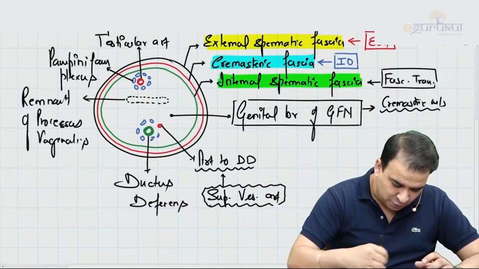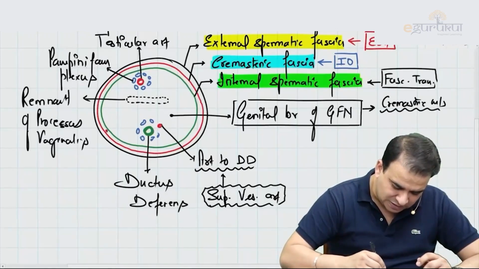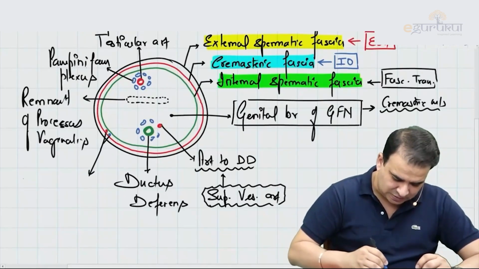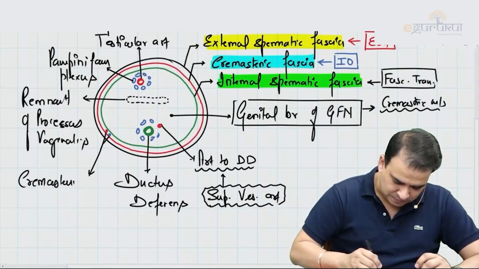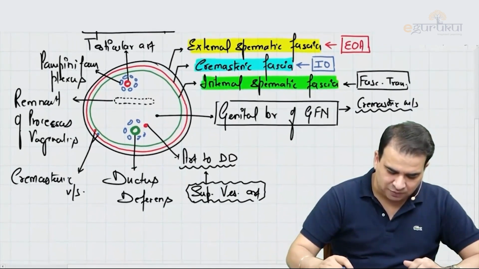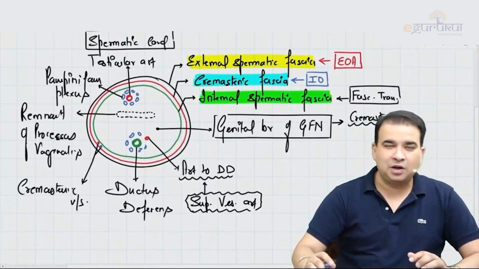What else will be seen within the layers of the spermatic cord? We'll also appreciate some blood vessels which are supplying the cremasteric muscle and fascia, and these are the cremasteric vessels, which are also to be seen in the wall. So these are the contents of the spermatic cord.